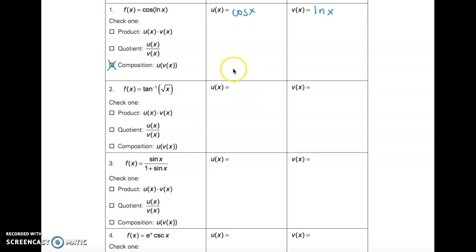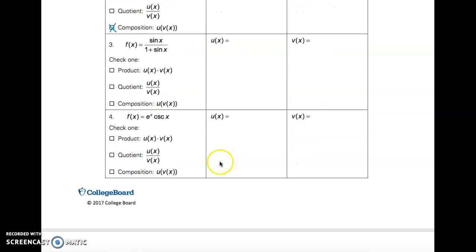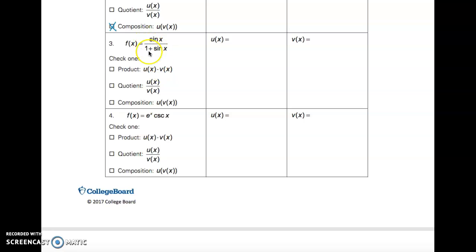Now that you've had two examples, you can go ahead and pause and try them. Otherwise, I'm going to keep working. For this one, I got tangent inverse of the square root of x, so that's actually a composite function. My tangent inverse function would be the outer, and my inner would be square root of x. For number 3 right here, this is actually a quotient, right? I have a function divided by another function. My upper is sine of x, and the lower is 1 plus sine of x, so you can use the quotient rule on that one.